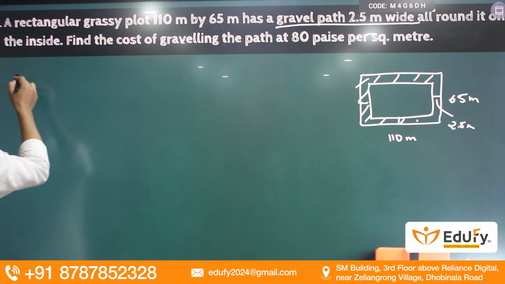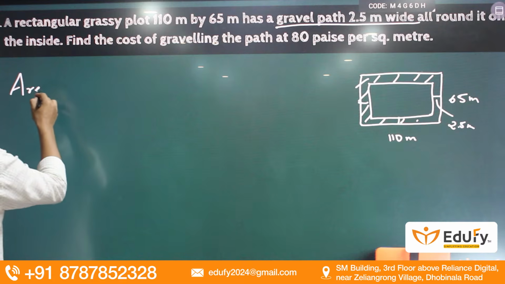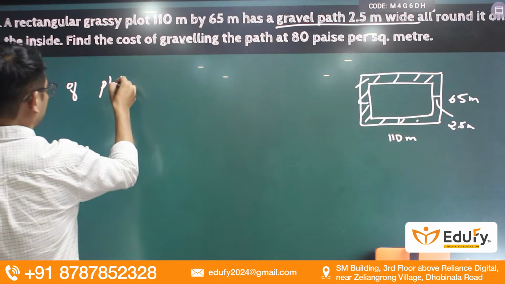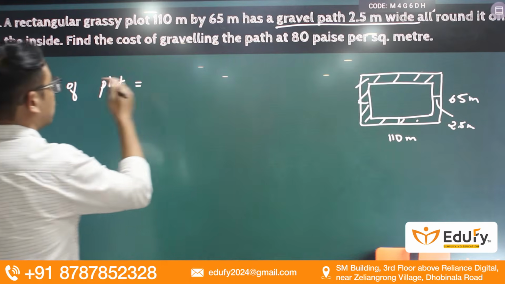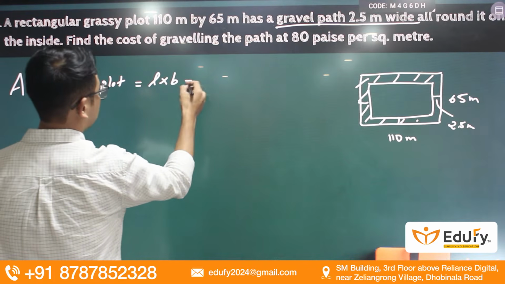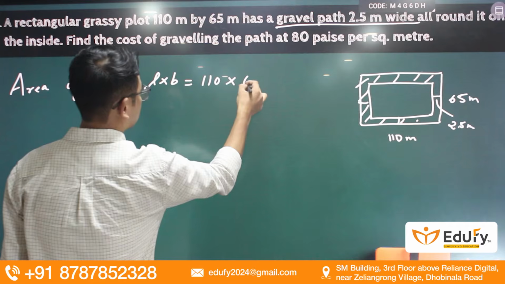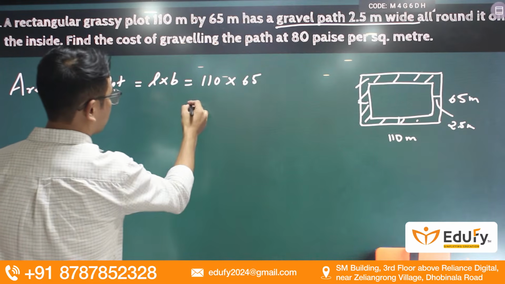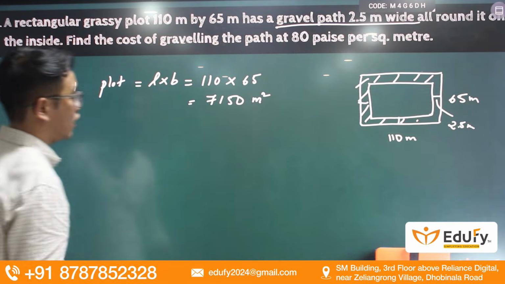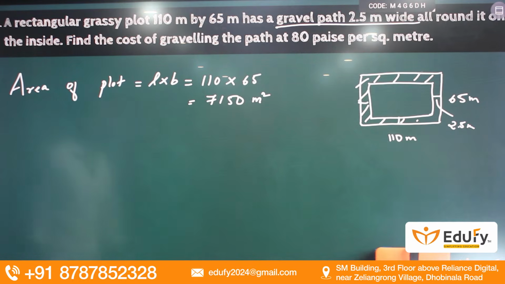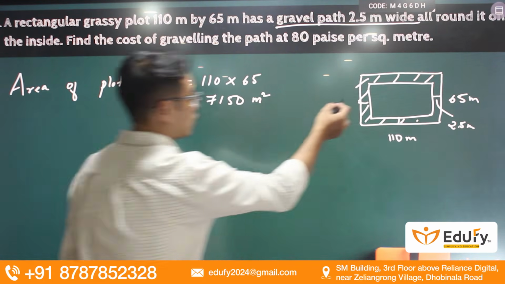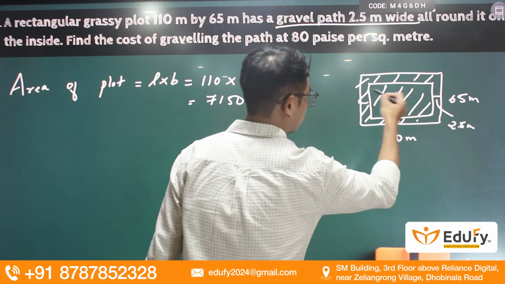So let us first find out the area of the rectangular grassy plot, the area of the plot in full. It's a rectangle, so the formula is length into breadth. That means we have 110 into 65. If I multiply this, we get 7150 meter square. So this is the area of the whole portion. Now, because we need to find the area of this path, we will find the area of this smaller rectangle.